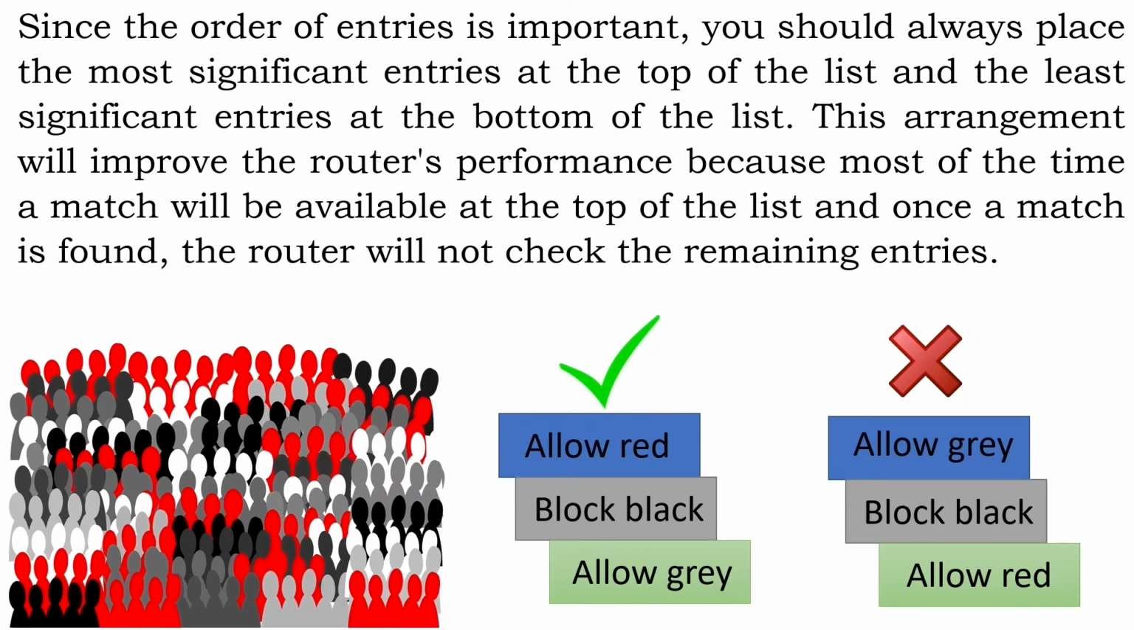Since the order of entries is important, you should always place the most significant entries at the top of the list and the least significant entries at the bottom of the list. This arrangement will improve the router's performance because most of the time a match will be available at the top of the list, and once a match is found, the router will not check the remaining entries.